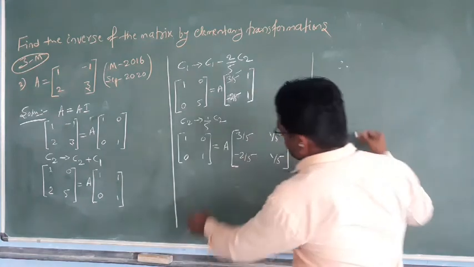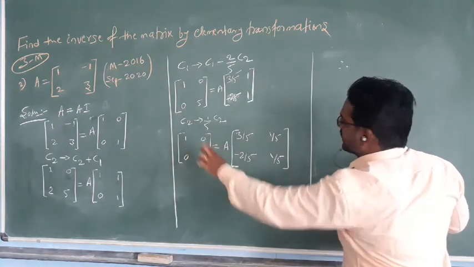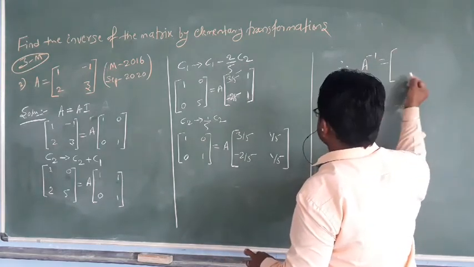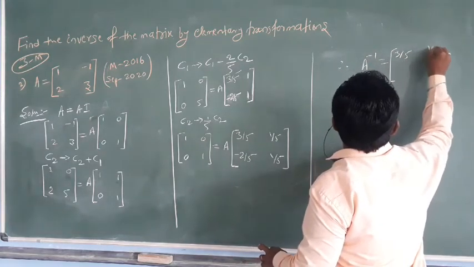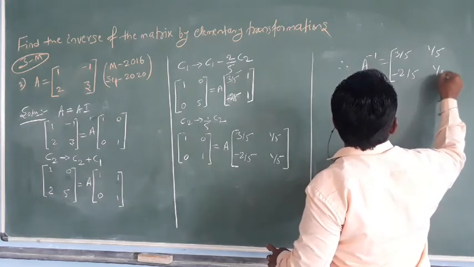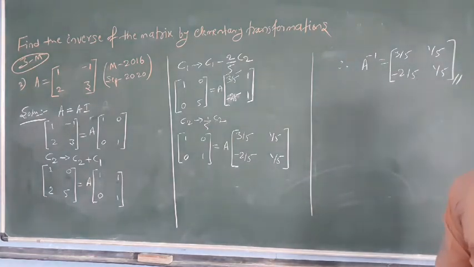Therefore, here the LHS matrix is converted into the identity matrix. So if you transfer A, you will get A inverse equals 3 by 5, 1 by 5, minus 2 by 5, 1 by 5. This is the required inverse of the given matrix A. Just write it down, students.